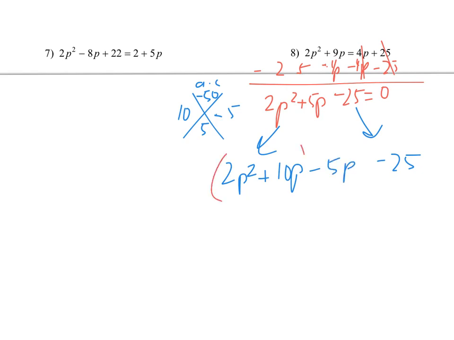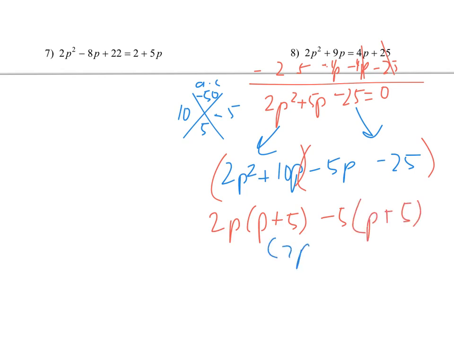And now I'll do my grouping. So the first group I can take out 2p, leaving me with p plus 5. And the second group I can take out negative 5, which leaves me with positive p plus 5. So then my factors are going to be 2p minus 5 times, just 1p plus 5. That's equal to 0. So now I can split this up and set it equal to 0 individually and solve.